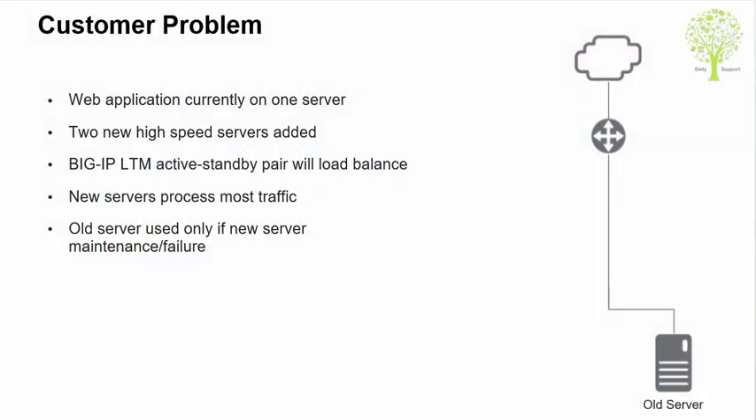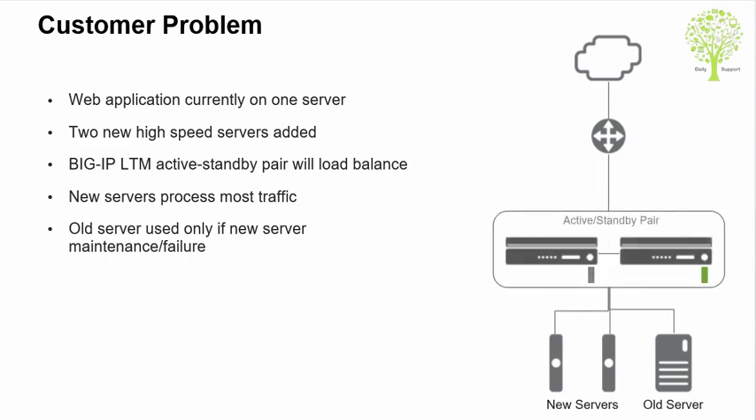Let's expand on our customer scenario. The web application is currently housed on a single application server. Two new high-speed servers have been purchased, and the BigIP LTM active standby pair has been placed in front of the three application servers to load balance client connections.